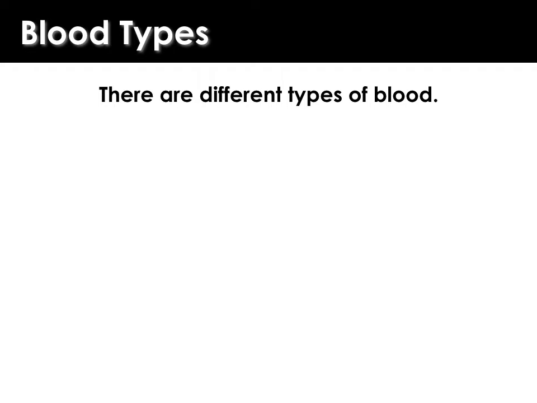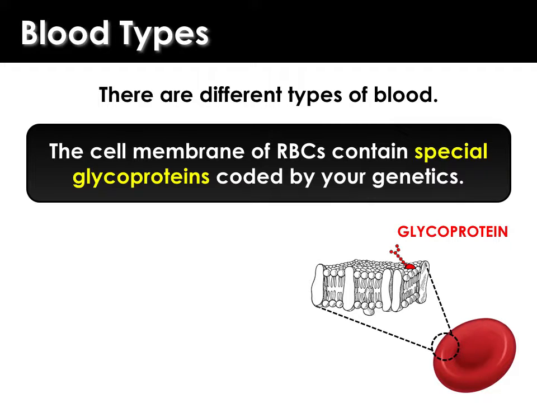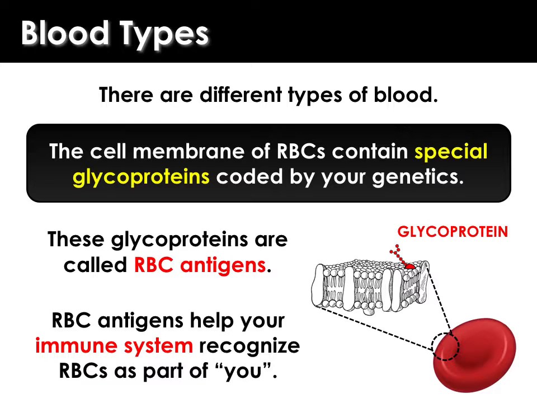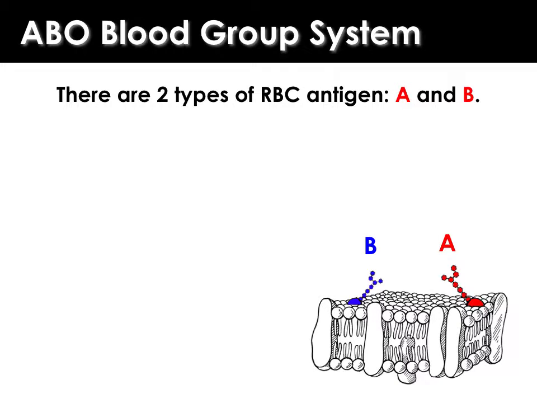There are different types of blood. The cell membrane of red blood cells actually contains special little proteins. They're called glycoproteins, and these are determined by your genetics. So if we were to blow up a red blood cell, you see there's a little protein, that red thing, sticking on the surface of the cell. That is a glycoprotein. These glycoproteins that are attached to red blood cells are called red blood cell antigens. The antigens help your immune system recognize that particular cell as belonging to you. There are two types of red blood cell antigens, A and B.